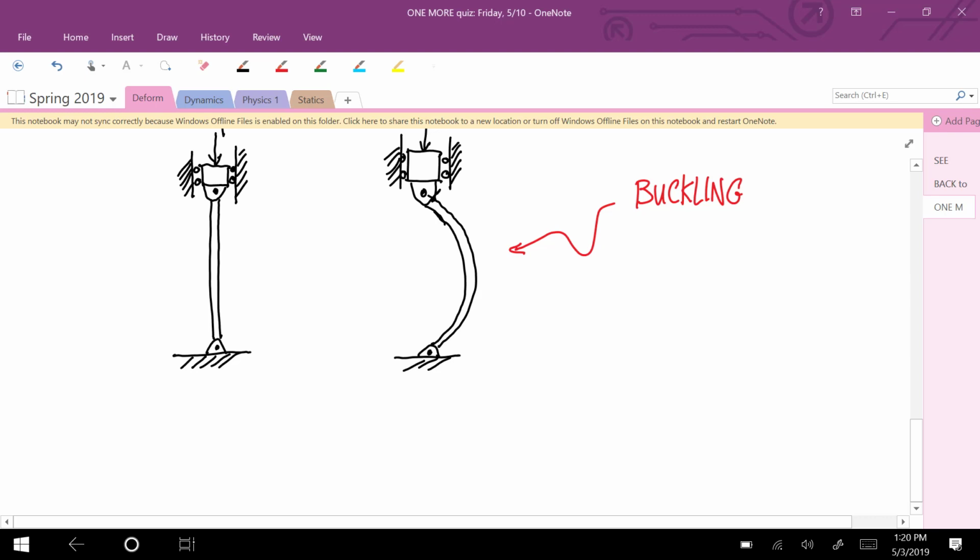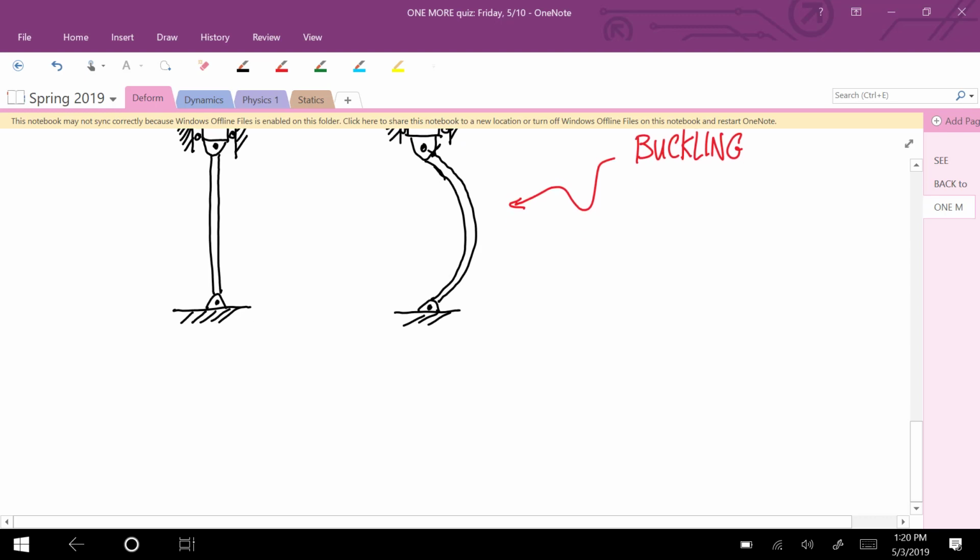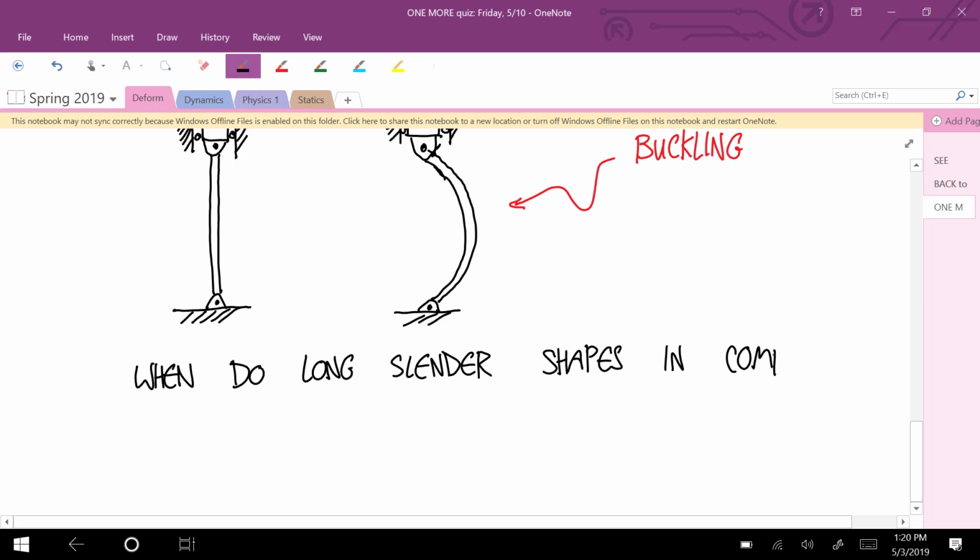Okay, so how are we going to calculate? What we want to calculate is: when do long, slender shapes in compression become unable to straighten back out?